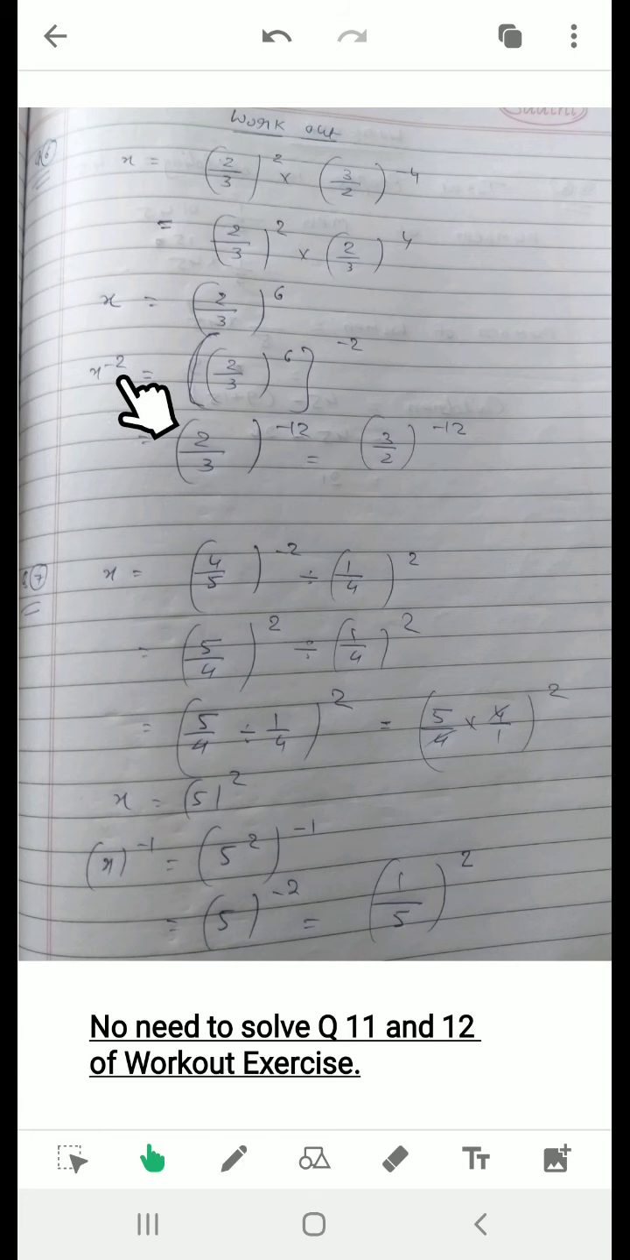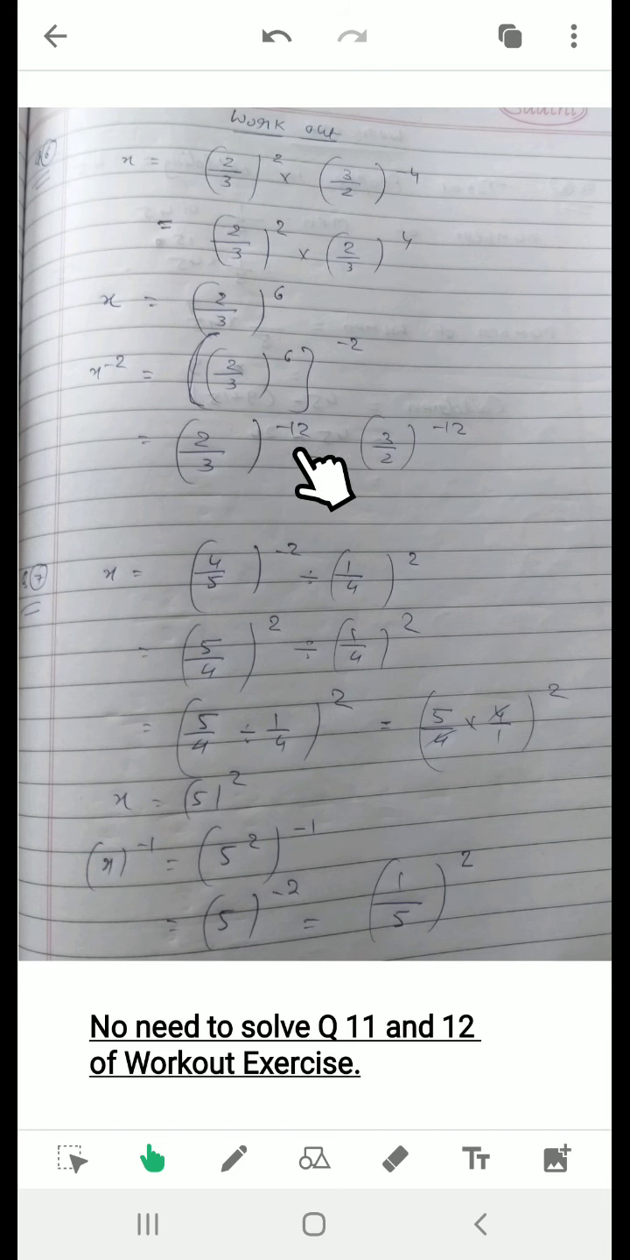Then x power minus 2 will be... So now I need to put the power minus 2 on the value of x. What is the value of x? (2/3)^6, and put power minus 2, because we need to find the value of x power minus 2. Now, power raised to a power, so the powers will be multiplied. 6 times 2 is 12, then minus 12. So (2/3)^-12.